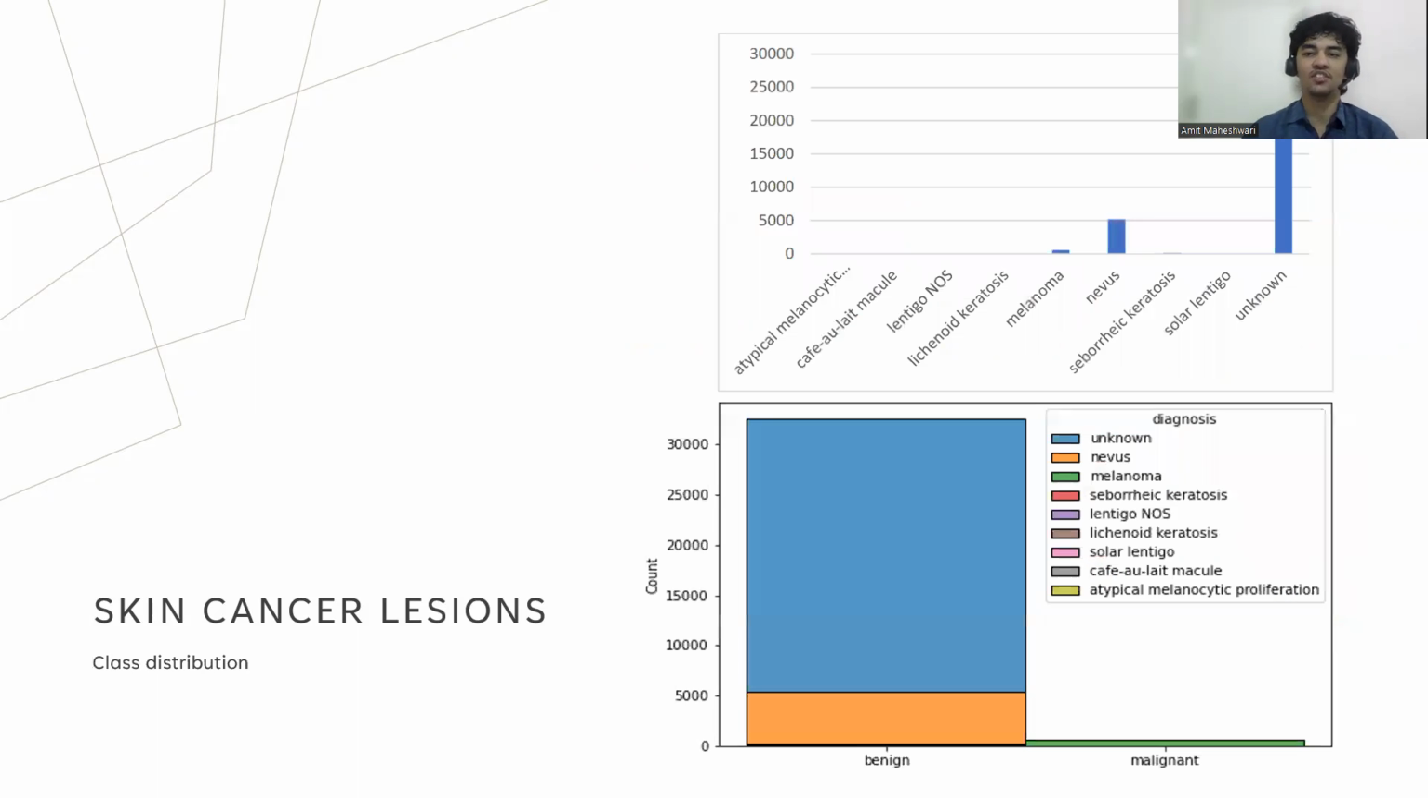And to add to the challenge, there is also a huge class imbalance present in this archive. You can see in the chart that the majority of the images, more than 30,000, are marked as unknown, and following the unknown, we have the nevus, which is also 5,000 plus. This is in comparison with melanoma, which is very critical to detect because melanoma causes more deaths in comparison with benign types of skin lesion images, right?